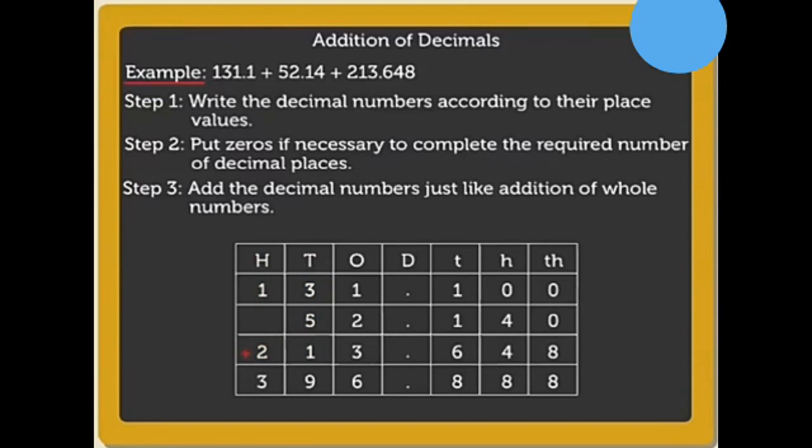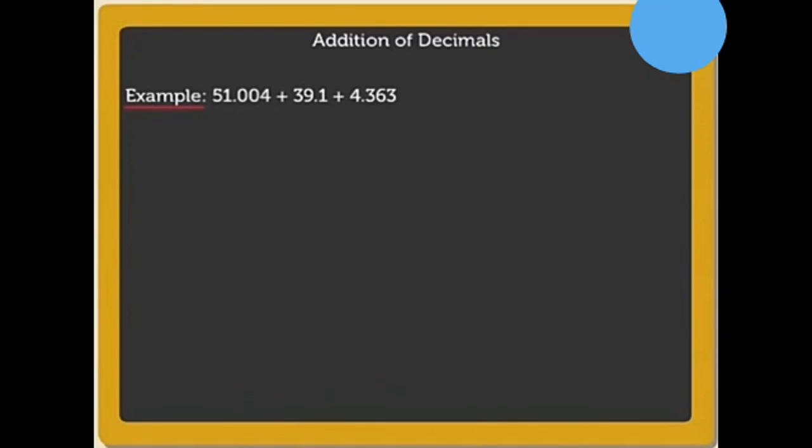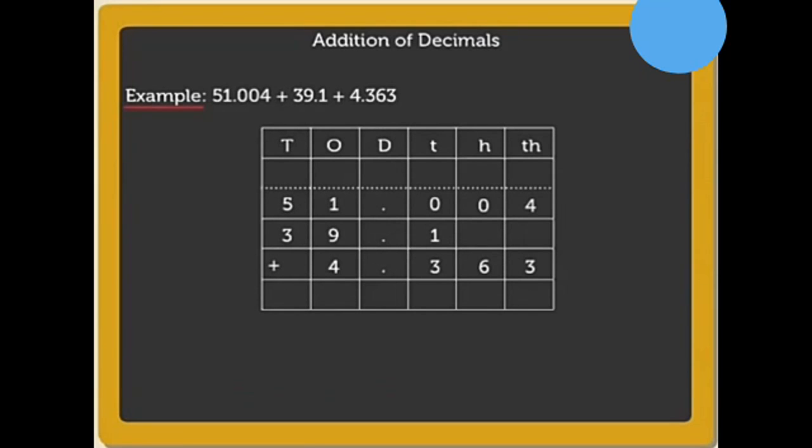Hence, the sum of 131.1, 52.14 and 213.648 is 396.888. Let's solve one more example. First, write the decimal numbers according to their place values. Now, put zeros if necessary to complete the required number of decimal places. Finally, add the decimal numbers just like addition of whole numbers.